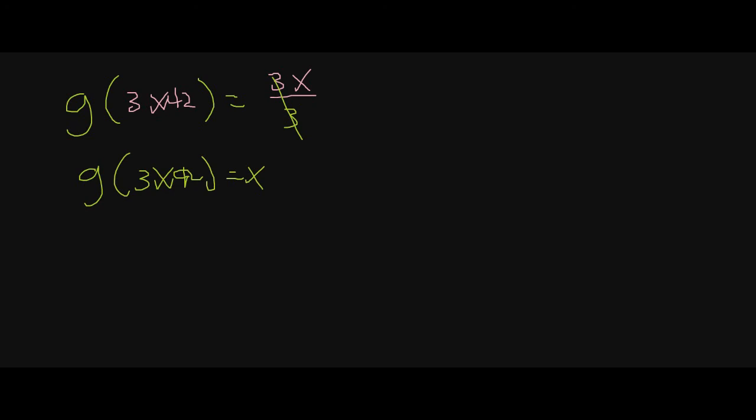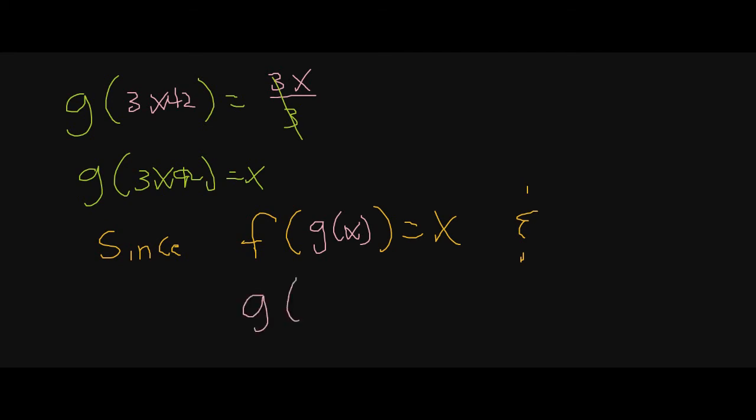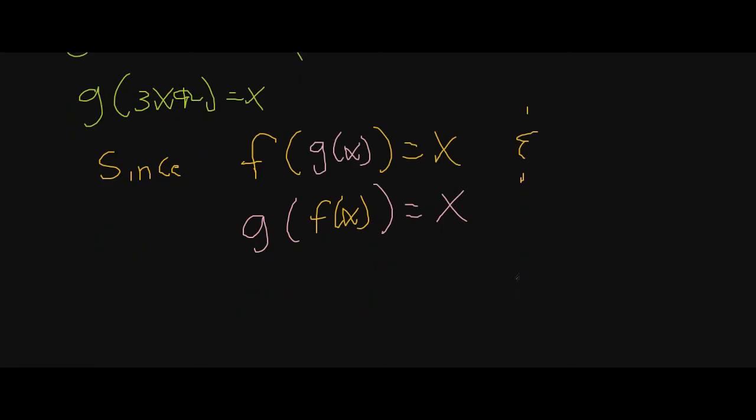All right, so we can finally conclude, let's use one different color, since f of g of x is equal to x, and g of f of x is equal to x, they are inverses of each other.